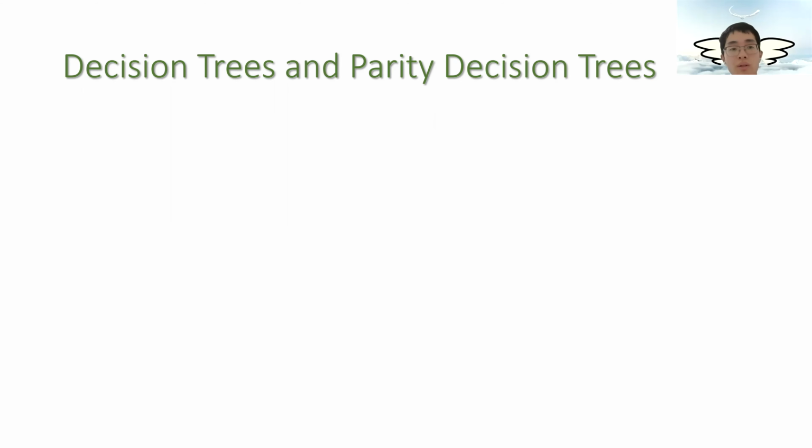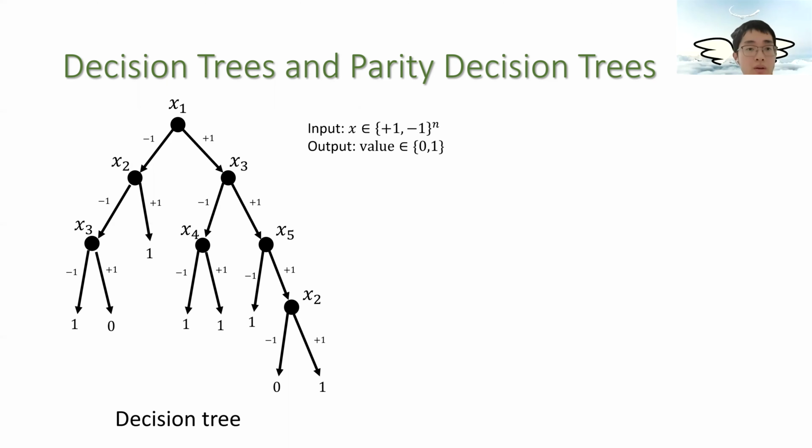Let's first see what is a decision tree and what is a parity decision tree. For our purpose, we will have input x from the +1 -1 hypercube and with output value 0 or 1. On the left-hand side is one example of a decision tree. Each time you can query the value of one coordinate of x and branch to left or right depending on whether it's -1 or +1. And when you reach a leaf, you output the 0 or 1 value on the leaf.